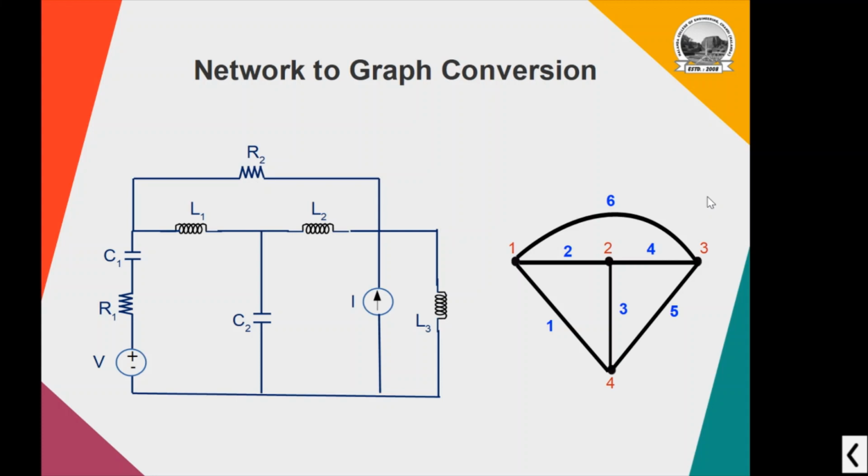Topology means the structure. This is the given network in which we can see that R, L and C elements are connected, and we have one voltage source as well as one current source. This we can convert to a network graph. The first step is we have to remove the sources. The voltage source can be removed by short circuiting it, and the current source can be removed by open circuiting it.